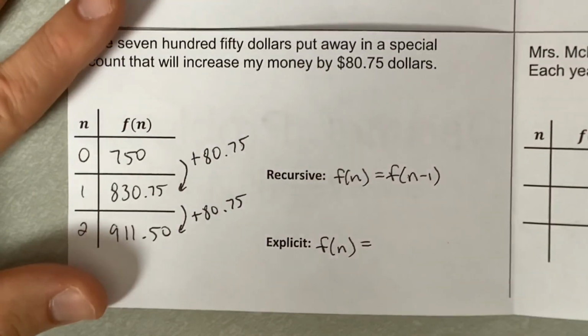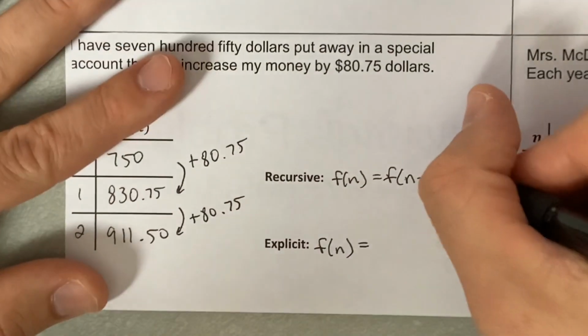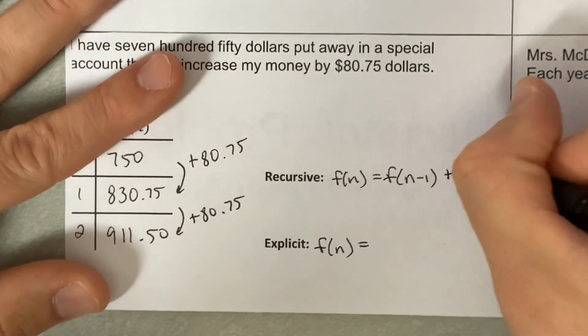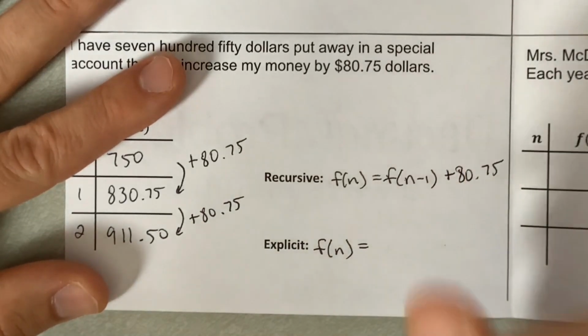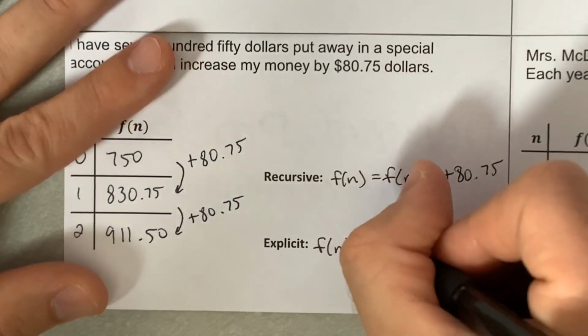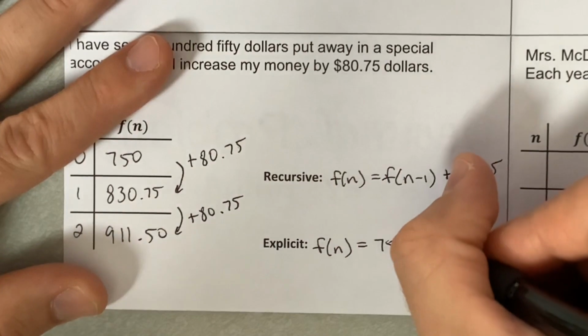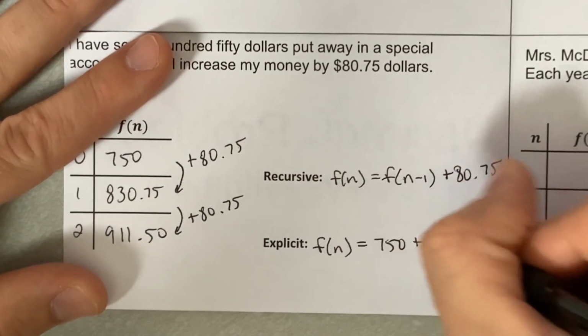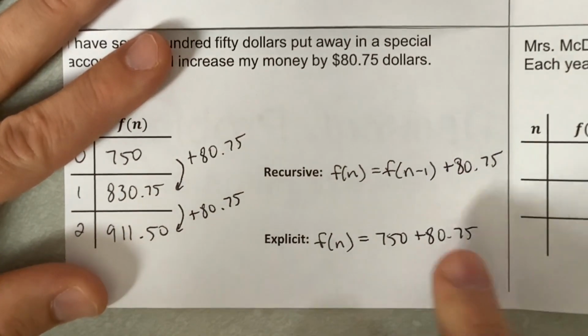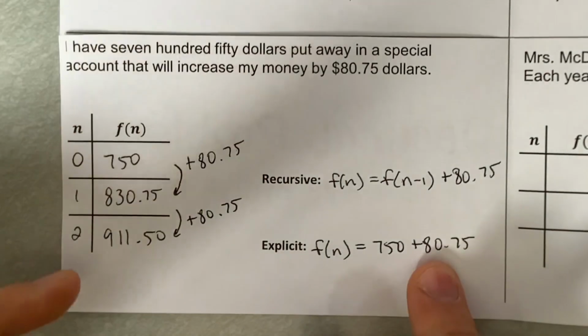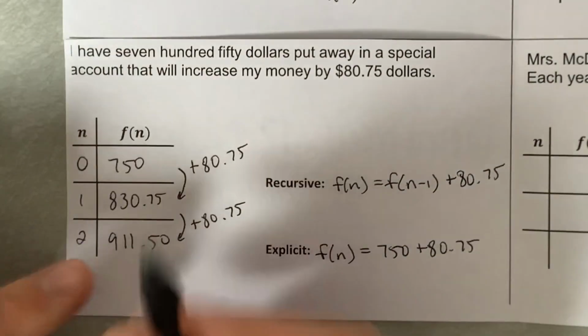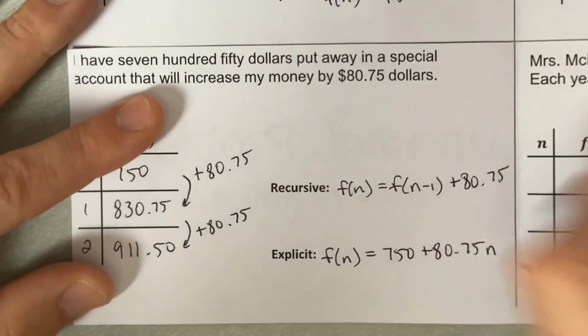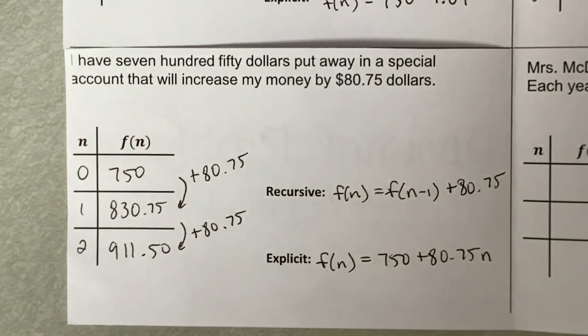Now to write my recursive and explicit. Well, I know my pattern is adding $80.75. I know that for my explicit, I start at 750. My change or my pattern is adding $80.75, but this one needs the variable again. It's arithmetic because we're not multiplying, we're adding. So again, a regular variable of n. And there we go, it's done.